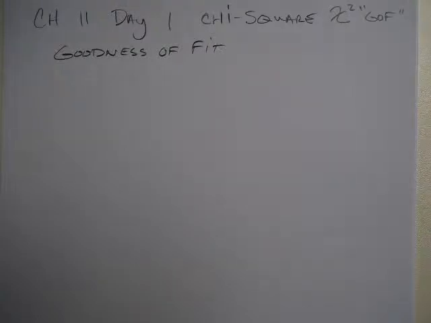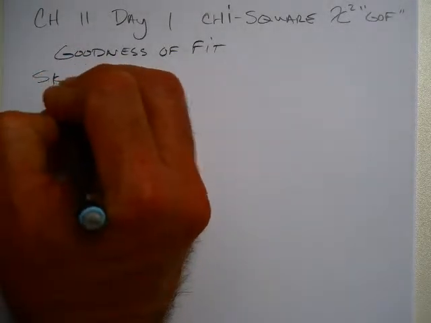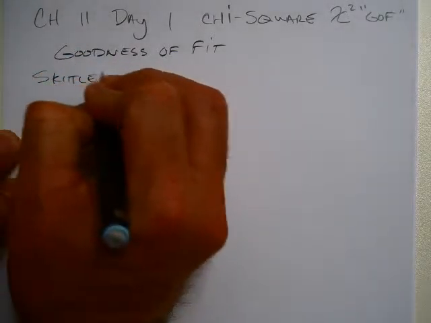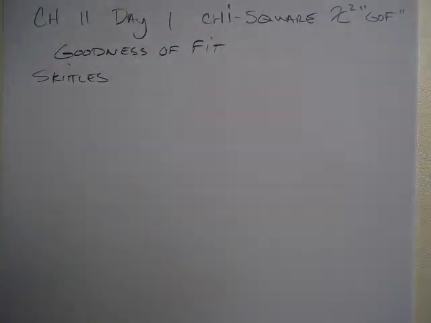Chi-square goodness of fit is what we're going to be looking at today, and we're dealing with Skittles. Now, we've done a number of tests up to this point. We've done tests where we standardize for an individual, where we standardize for a group, where we standardize for a proportion, where we standardize for two proportions or two groups.